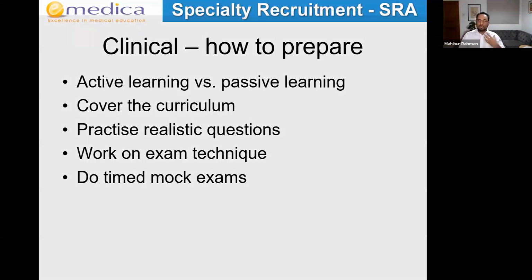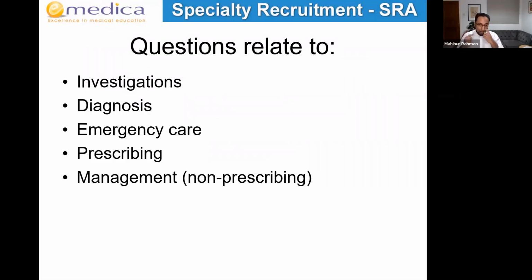Other things in terms of preparing is to remember what the questions will be mapped to. We showed you the curriculum areas, but every question will be testing your ability to answer a question that relates to one or more of these things. Some questions will be related to the right investigations. Some will be about making a diagnosis. Some will be about emergency care. Think about the emergencies a junior doctor should be able to deal with. Anaphylaxis, we covered that. Life support, sudden collapse, acute severe asthma, acute coronary syndrome, those kinds of things.